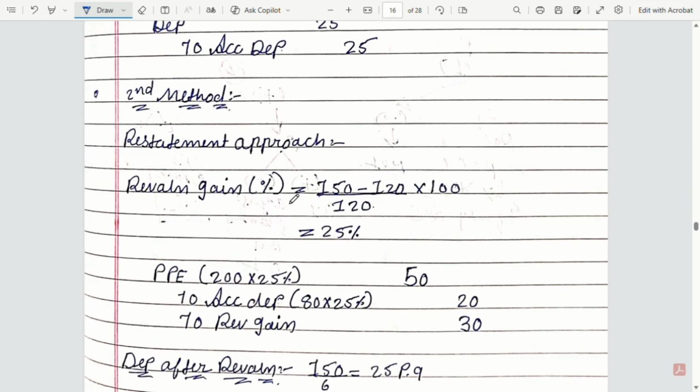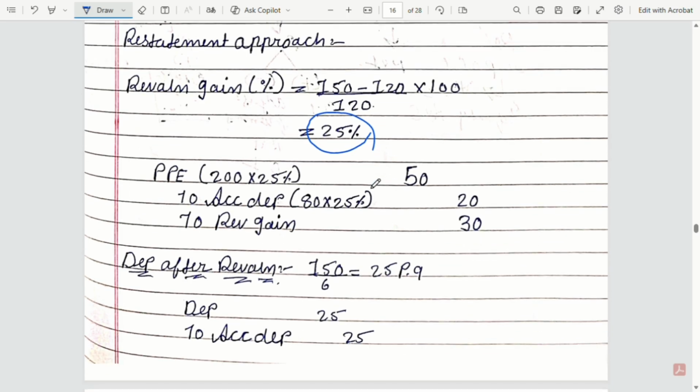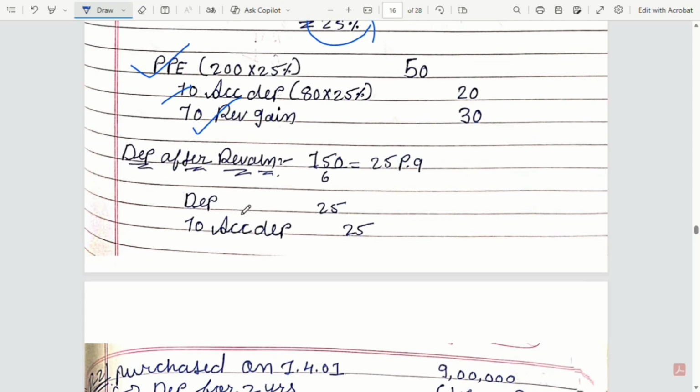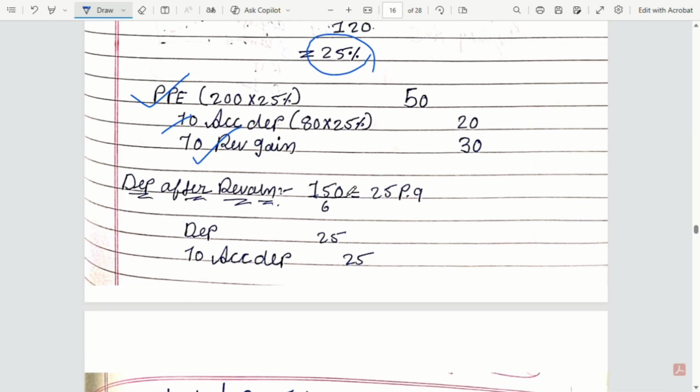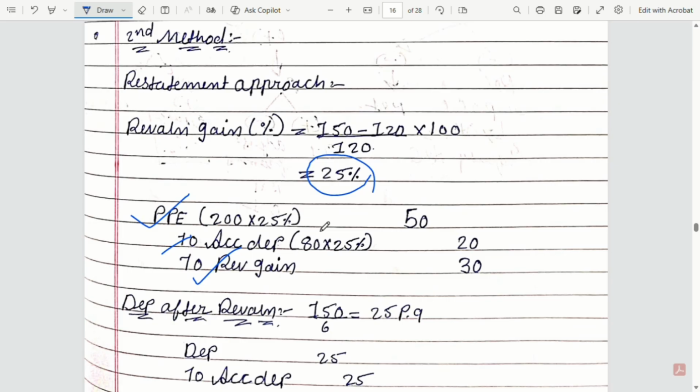Now in the second method, the restatement approach, first we will calculate the revaluation gain percentage, which we will calculate by taking fair value minus net carrying amount. We're going to calculate the percentage and proportionately we will give adjustment to PPE. ये gain है, so PPE हम लोग का increase होगा, accumulated depreciation increase होगा and balancing figure revaluation gain में hit होगा. Depreciation after revaluation is the same, because here the company is using the straight line method, so 150 divided by 6, 25 per annum का depreciation, same entry: depreciation to accumulated depreciation.